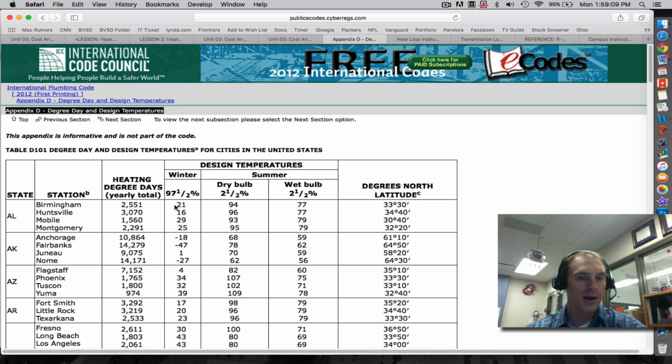So for Birmingham, Alabama, which we don't care too much about for our project, your winter temp would be 21 degrees, which means that 97.5% of the year it's above this temperature. It's warmer than this temperature. 2.5% of the time it's going to be colder than this temperature, but we are not designing for that 2.5% because otherwise you're over engineering. It's too expensive. So we're going to put these as our temperatures, 94 and 21.